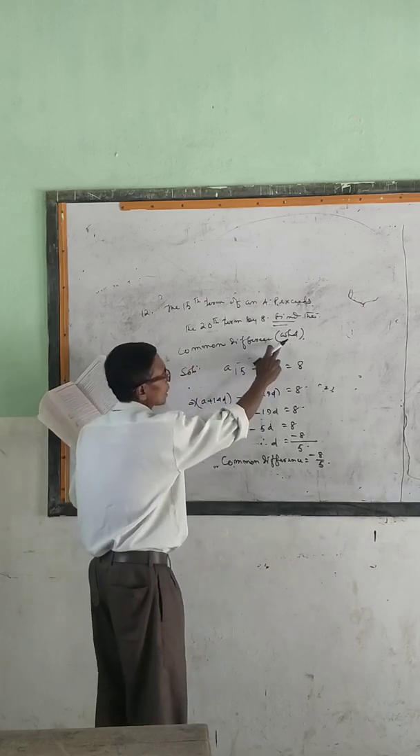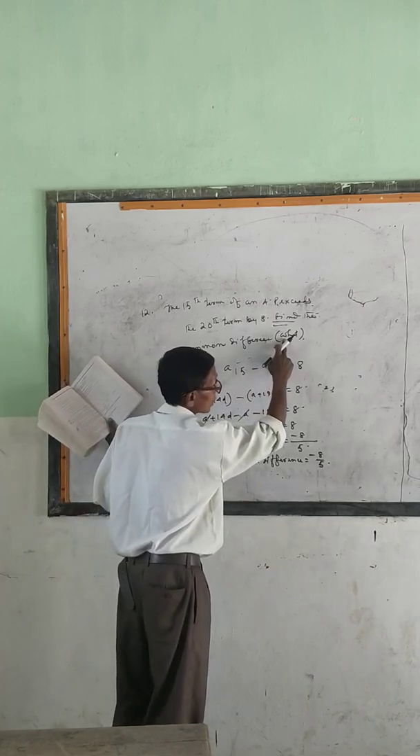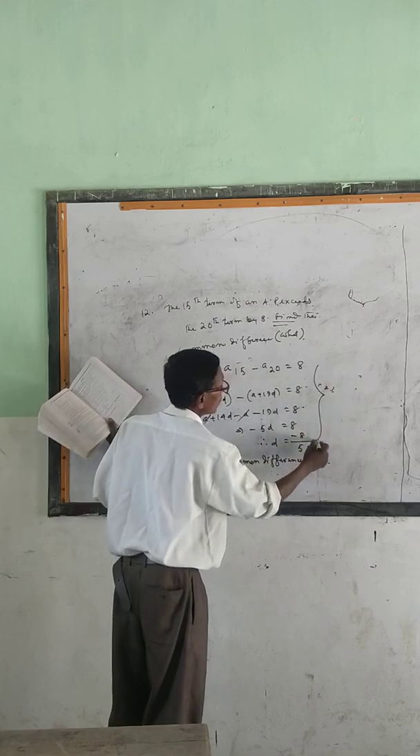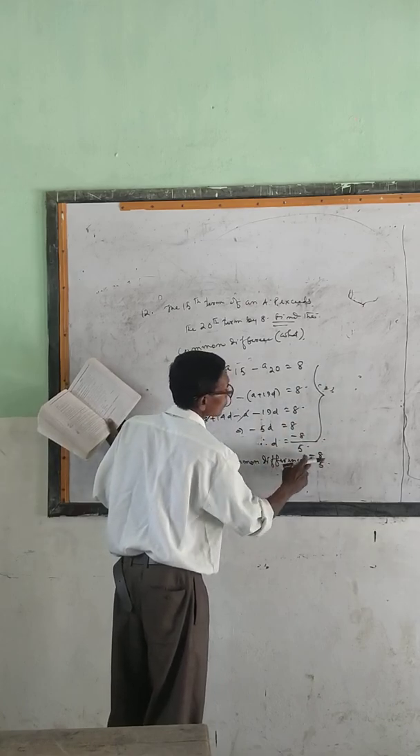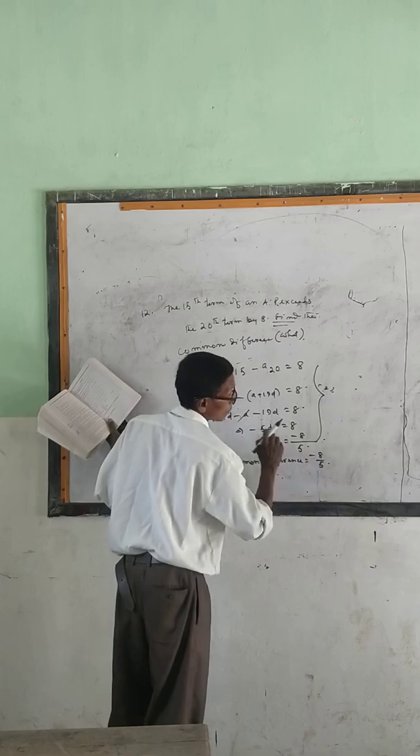But sometimes in the exam they ask a choose type. No need of showing this part. Directly you have to solve this thing at the side. You must write the answer: common difference equal to minus 8 by 5.